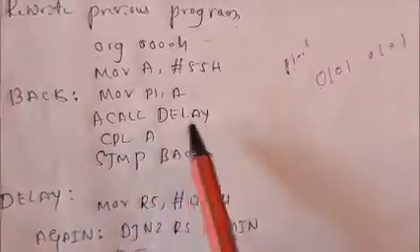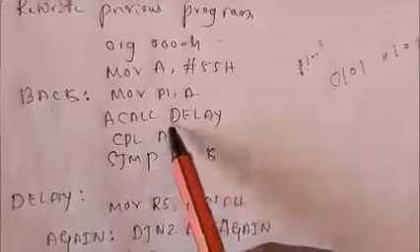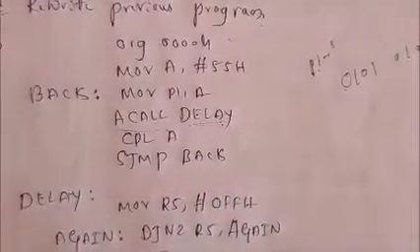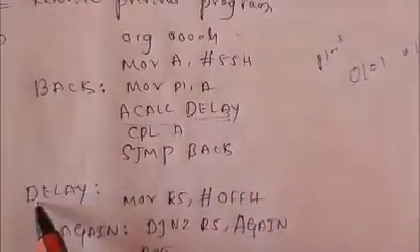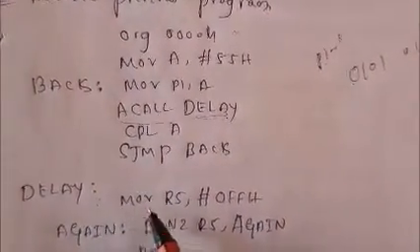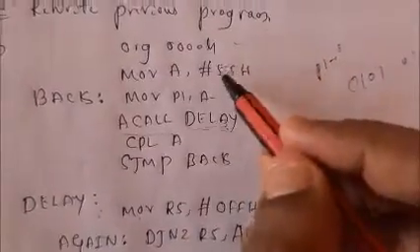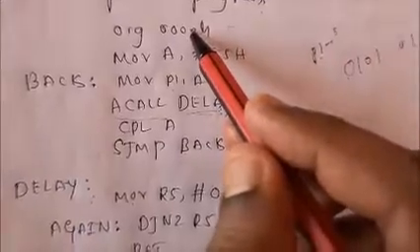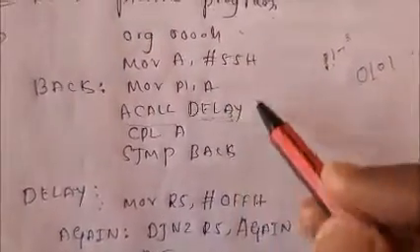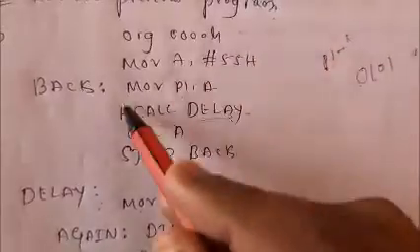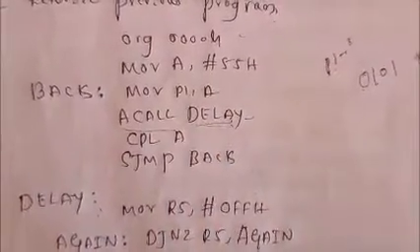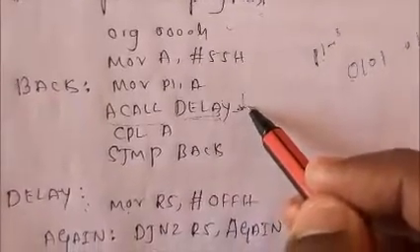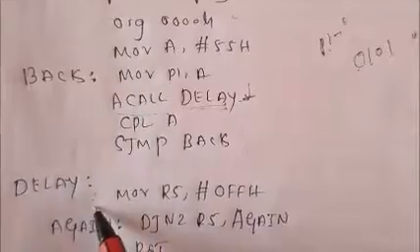Again ACALL DELAY. ACall is the absolute call, so this is the call instruction ACall. Delay itself is the label, and where I wrote the label, I wrote it here: DELAY colon. The explanation is the same as for the previous LCall. Is it clear? What will happen here? Execution will be sequential, line by line. This is the main program, and this is the subroutine. Whenever this line occurs, it leaves the main program and switches to the delay subroutine.